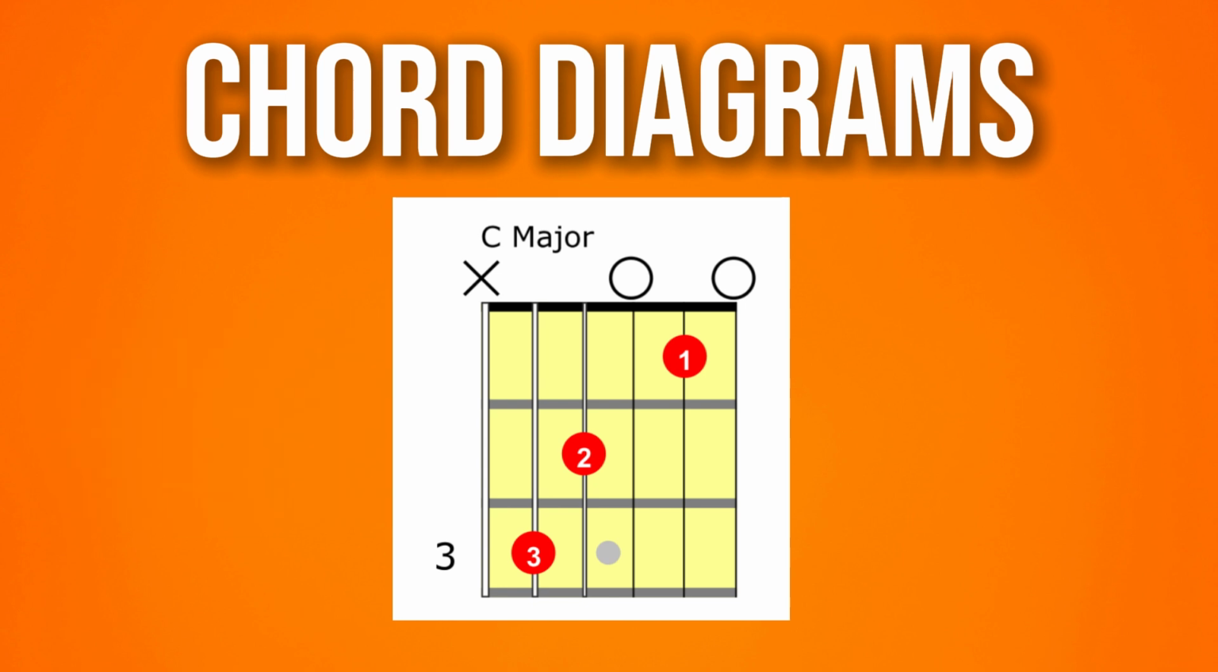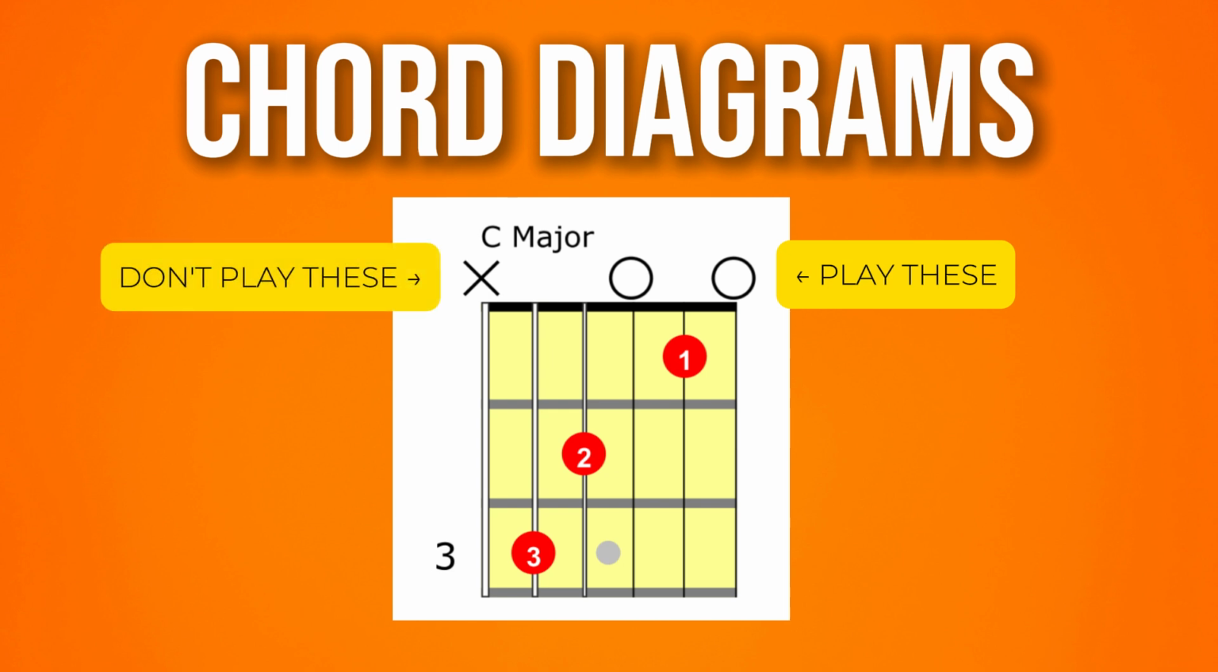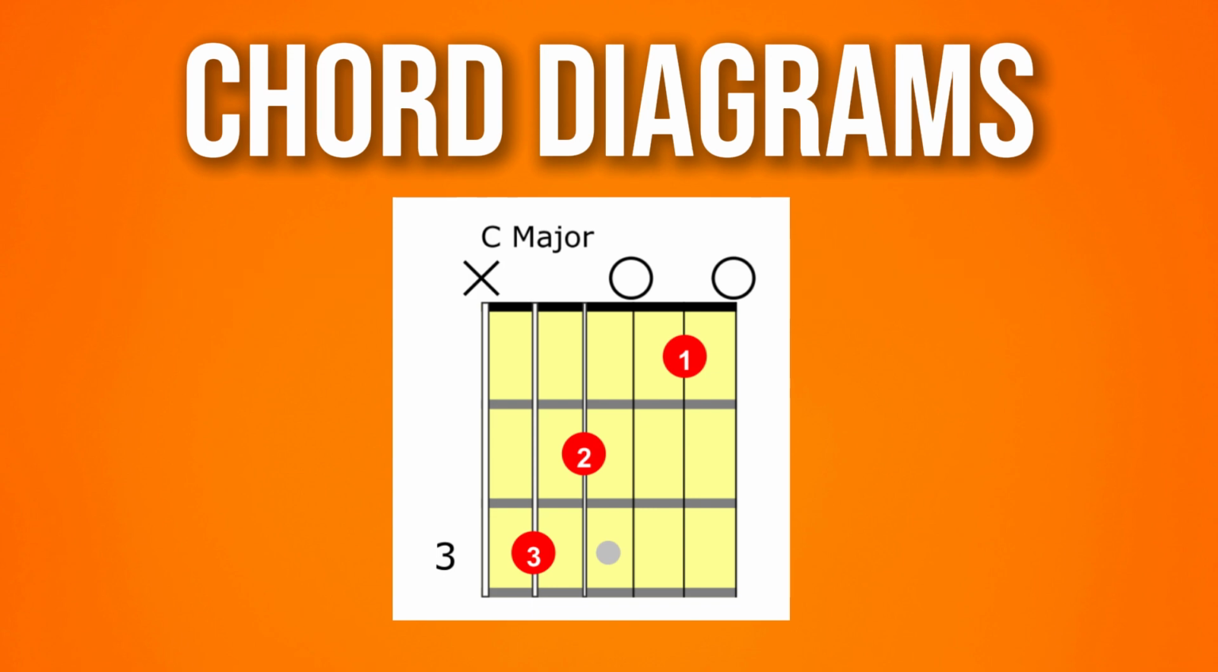At the top of the diagram, you'll also see circles and crosses. A circle means you play that string open without pressing it down. A cross means you don't play that string at all. For example, on this C major chord diagram, we strum from the A string down and avoid playing the low E string. Let's start learning the chords.